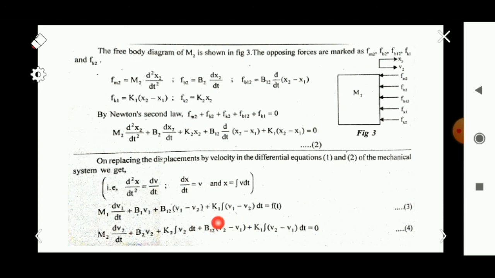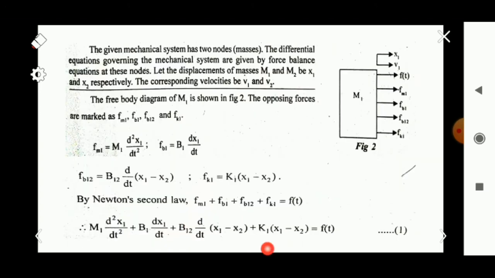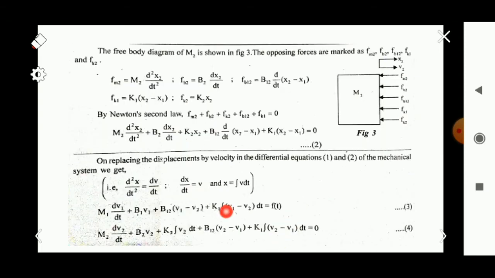b12 into v1 minus v2 plus k1 into x1 minus x2. Here only x1 is there, so for representing this x1 in terms of v1, we have to write it as k1 into integral of v1 minus v2. That is, integral of v gives the displacement x. So k1 into integral of v1 minus v2 dt is equal to f of t.